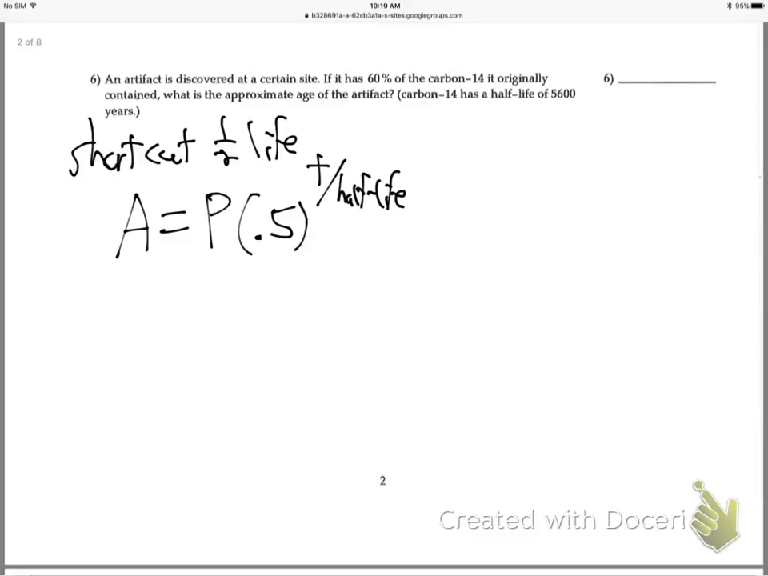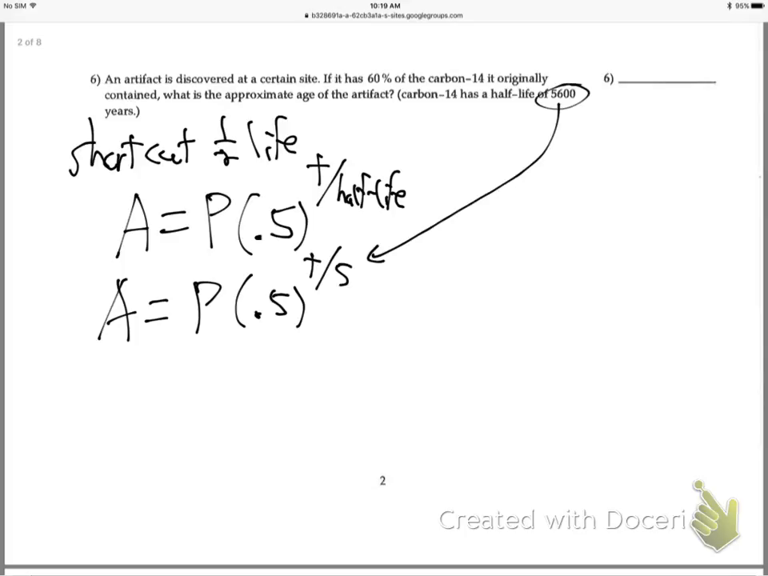So, see, the 0.5 is the half. So you just say, all right, A equals P times 0.5 to the t over the half-life. What is the half-life? 5,600. Like that.